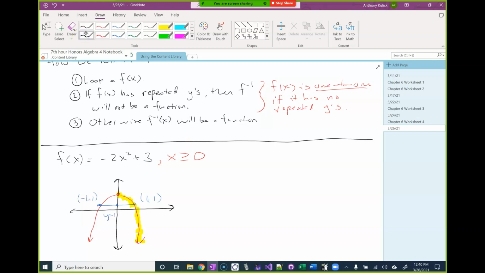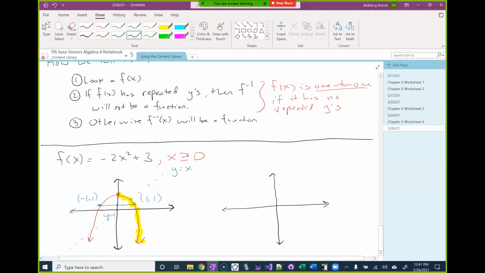If I'm going to be looking at the graph, what I'm going to do is I'm going to imagine the line y equals x. So the coordinates on the line y equals x are like 1, 1, 2, 2, 3, 3, 4, 4, -1, -1, -2, -2, etc. Everybody's okay with that? And I'm going to reflect my graph across that line y equals x.